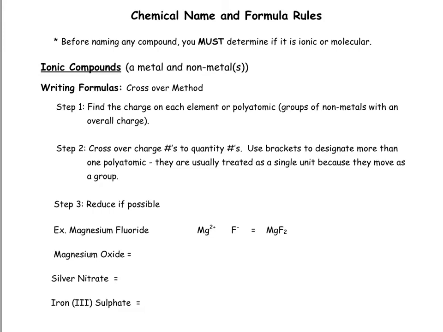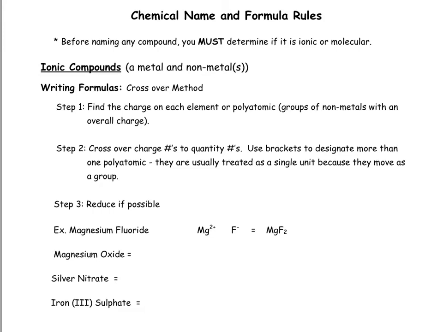Remember, you recognize these by seeing a metal bonded to a nonmetal or more than one nonmetal. For writing formulas, we use the crossover or crisscross method. The first step is to find the charge on each element or a polyatomic ion if present, and then cross over the charge numbers to make them quantity numbers. You use brackets to designate more than one polyatomic.